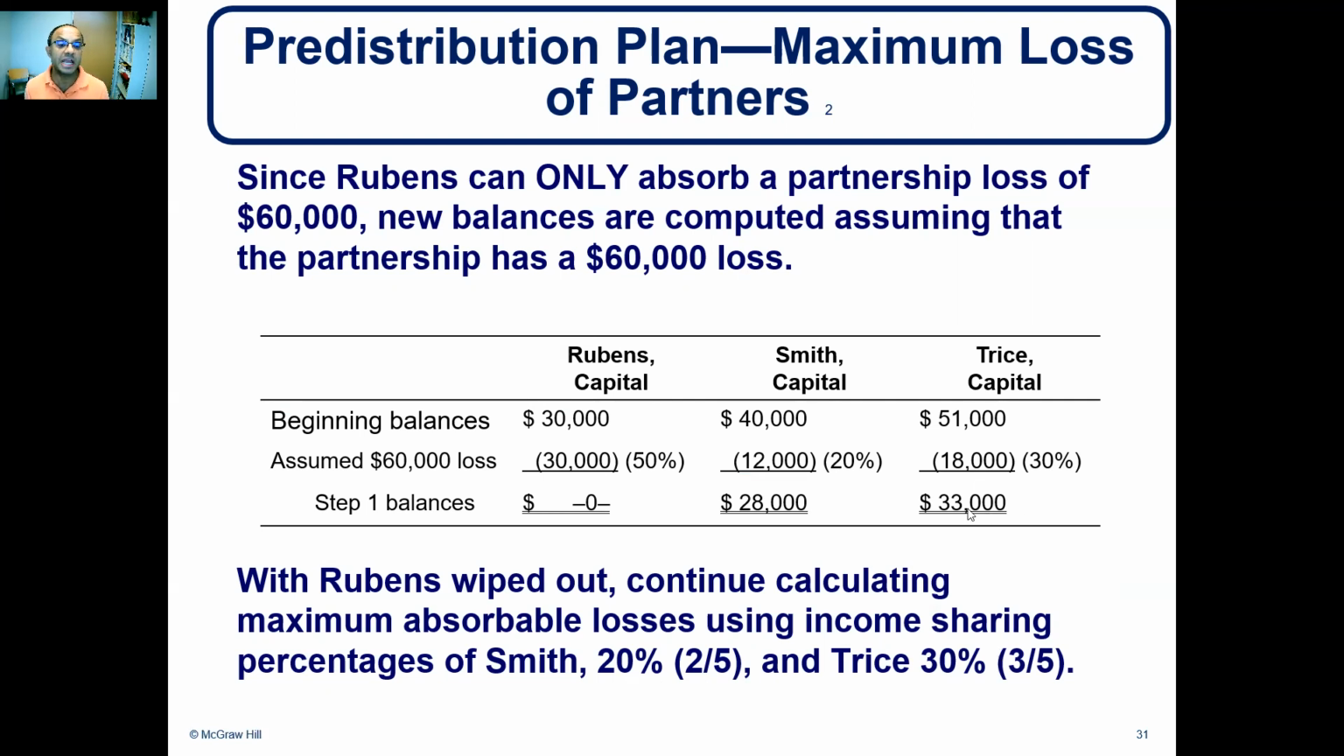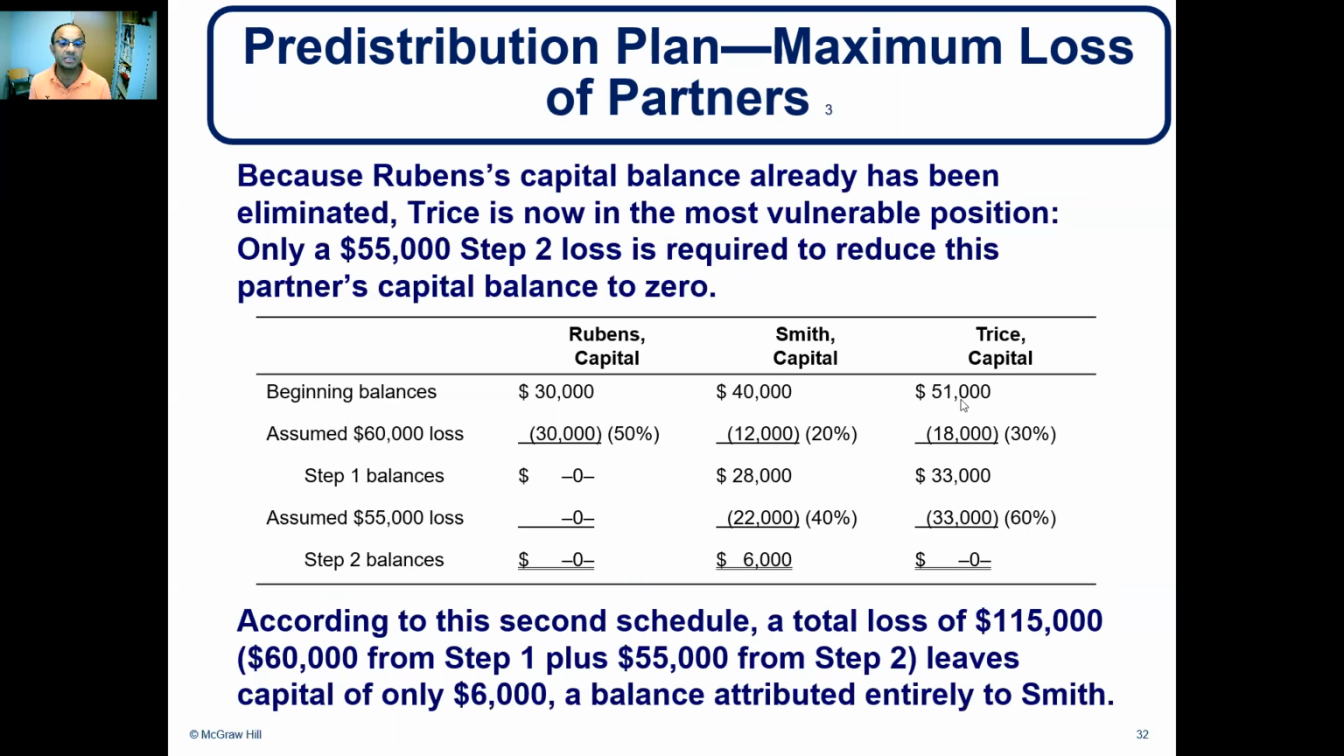So we take 33, and why do I take 33? Because in the sensitivity analysis, Price comes after Robbins. So we take 33 divided by 3 over 5, which means 60%. And here we get Price 33 minus, and then Smith 22 minus. So their total is 55. So now Price's balance became 0, and Smith's new capital is 6.